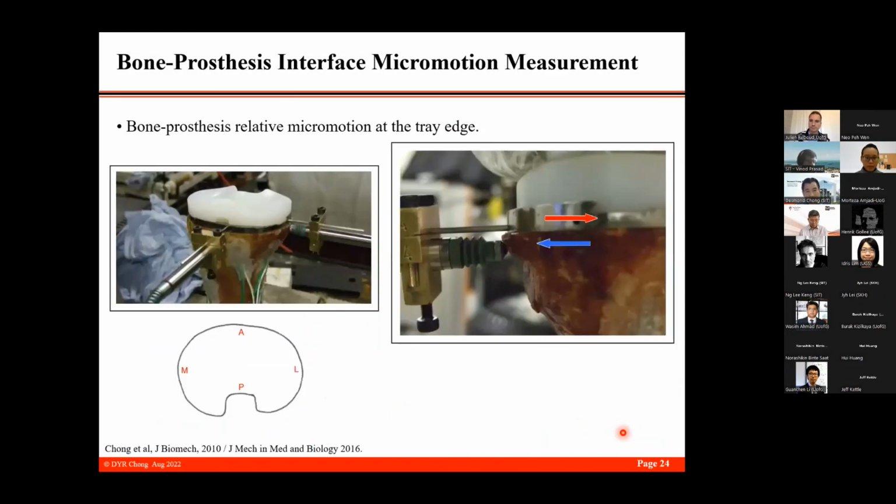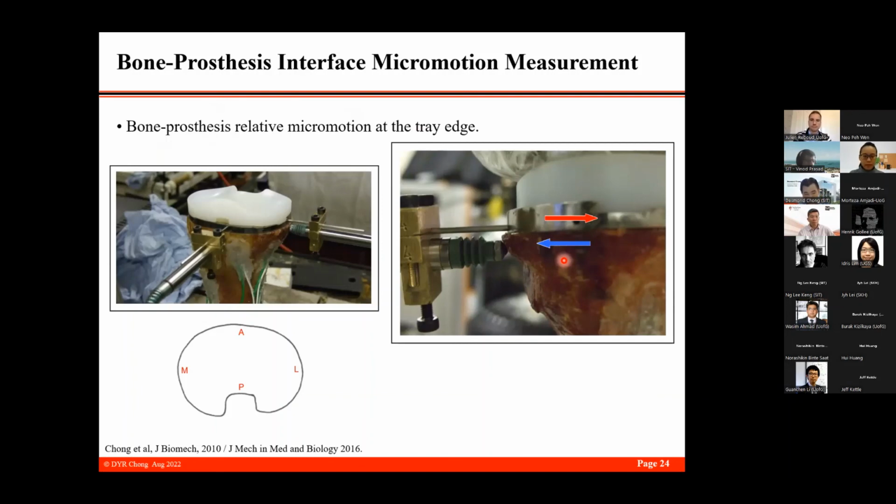Again, these are some of the other studies where we measure what happens when you place the knee implant onto the proximal tibia. How much are the knee implants moving when subjected to a tibial load? The lower the relative movement between the tray and the bone, the better the fixation of the implant is likely to be. So in the long run, the implant is not going to fail by long-term loosening.